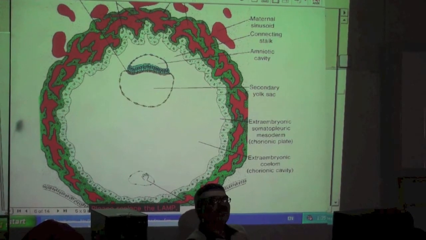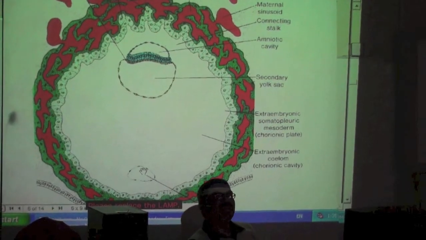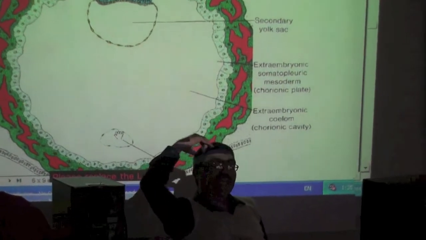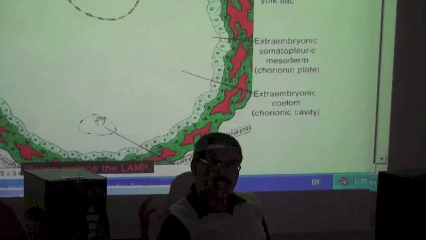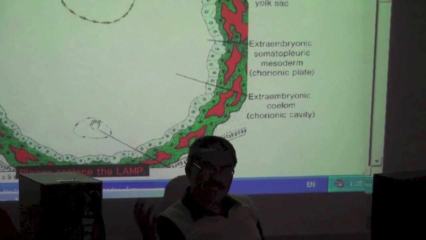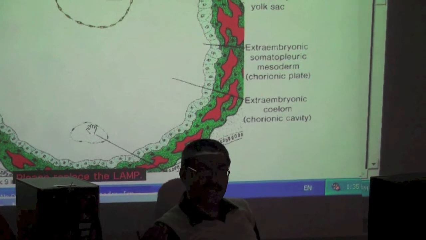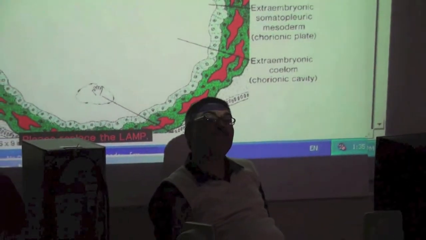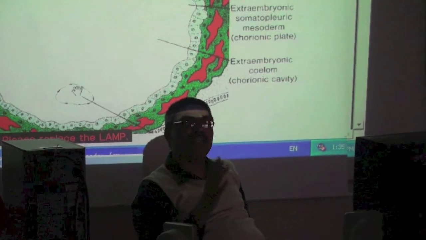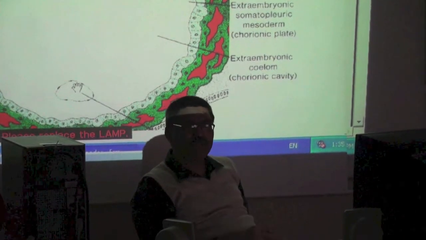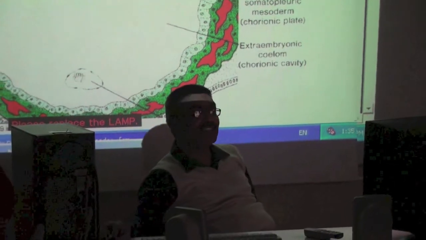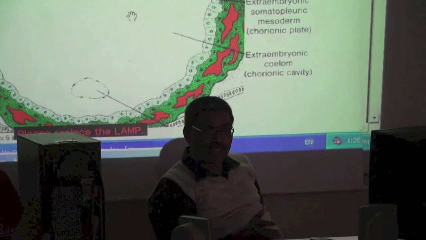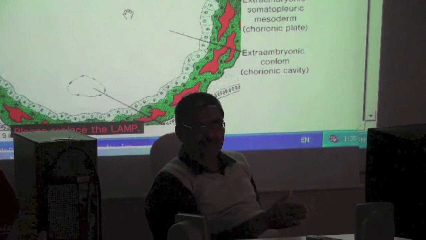Sometimes some professors are so experienced and so good that they can give their own names. I am not that big a scientist. This is how I believe the name tertiary yolk sac comes. Maybe some author thinks that this is a tertiary yolk sac. But if you follow the standard textbooks, you will not find this term.